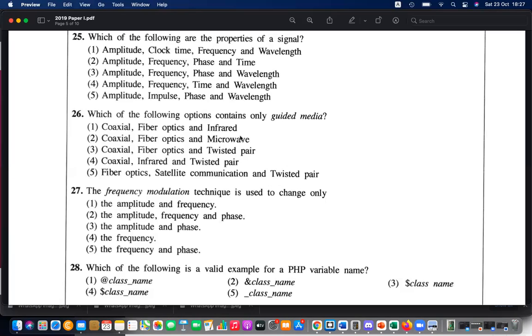So there's a difference. Okay. So then, which of the following options contain only guided media? It is coaxial, fiber optics, and twisted pair.